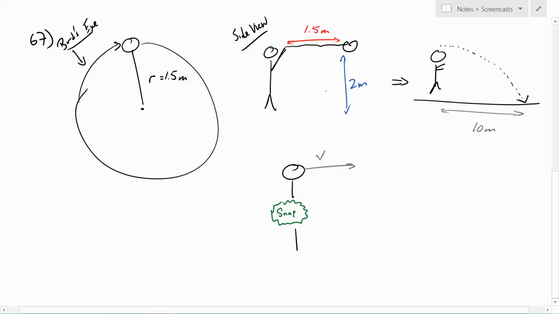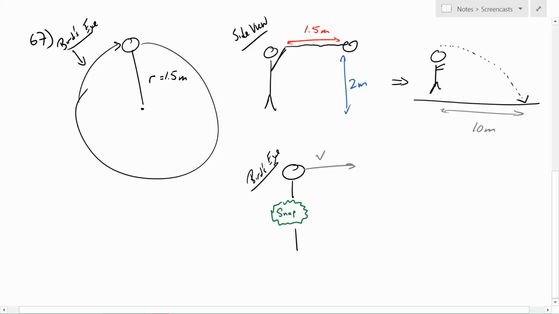The string breaks and the stone flies off horizontally. So that's what we've got going on here. This is, again, bird's eye. So it breaks just like it had been going here, and it just starts going in the direction it's going. This will make sense when we talk about it in class. And if you're reading it after we talked about it in class, then this should totally make sense. There should be no question about this whatsoever.